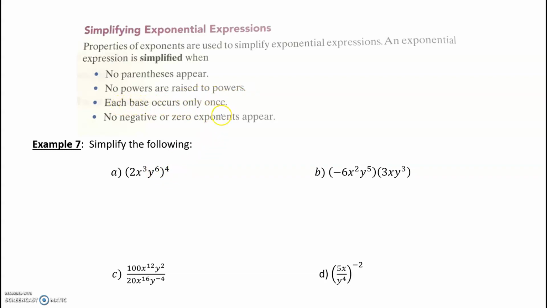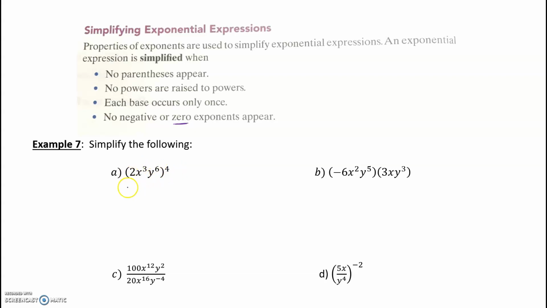Each base only occurs once. If you look at example B, see that x squared, see that x? X is occurring multiple times. We need to take care of that. And you have no negative or 0 exponents. Remember, anything to the 0 power is just 1. Negative exponents, we always want to have positive exponents whenever we're simplifying. So these are your main rules when you're simplifying. So we're going to go ahead and get it started.